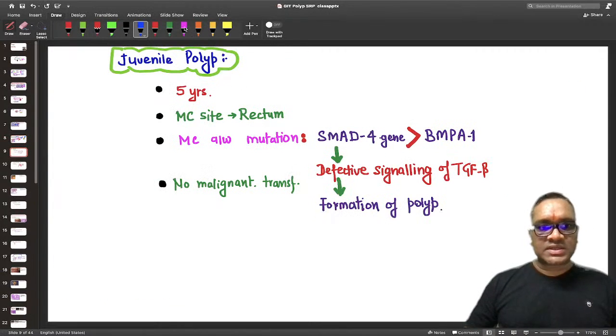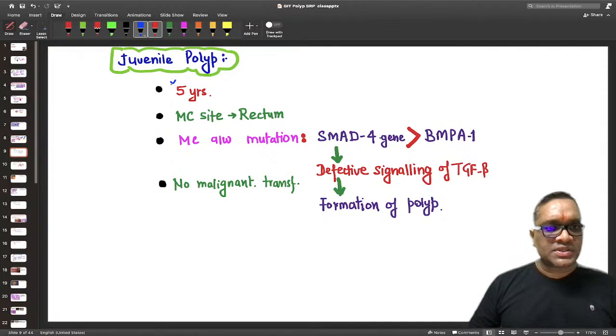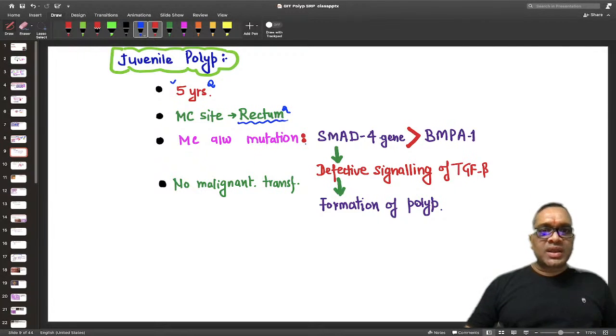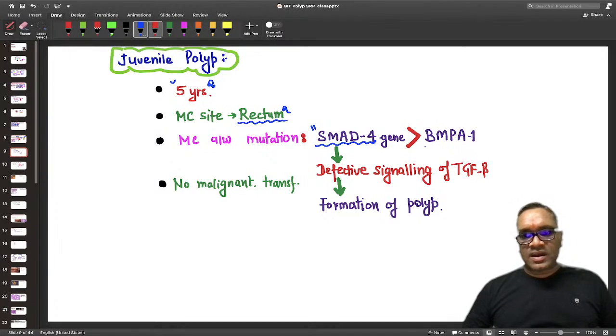So I will just explain all these things. See, what you should remember, that juvenile polyp is commonly seen in which age group? 5 years, right? Most common site is the rectum. Most commonly associated with which mutation? So now you can see that most commonly is SMAD4, and other mutation is BMPR1A, right?